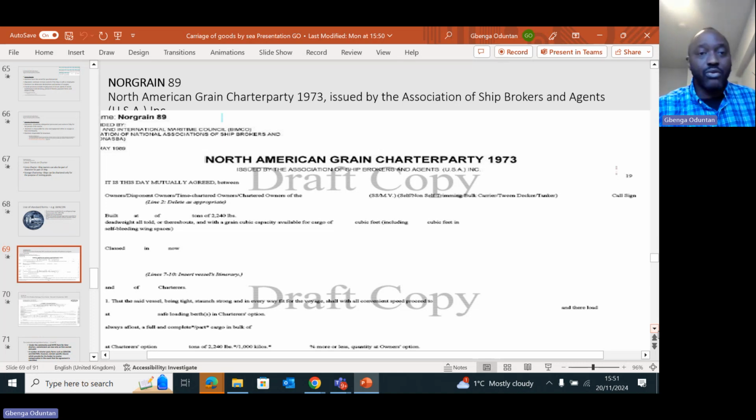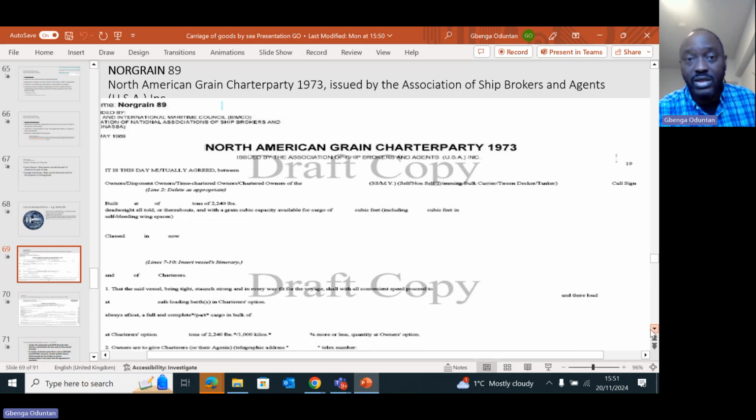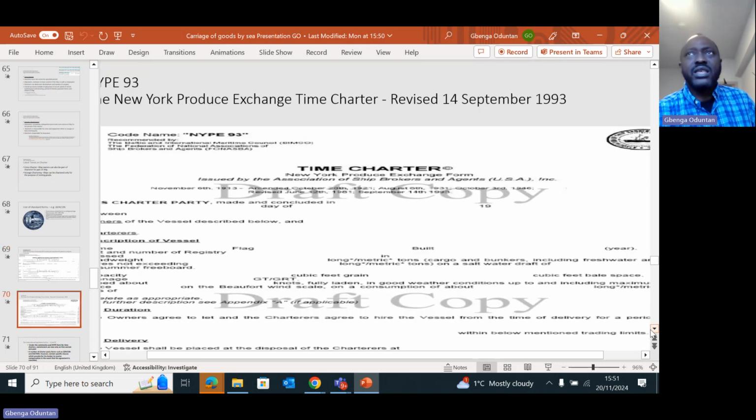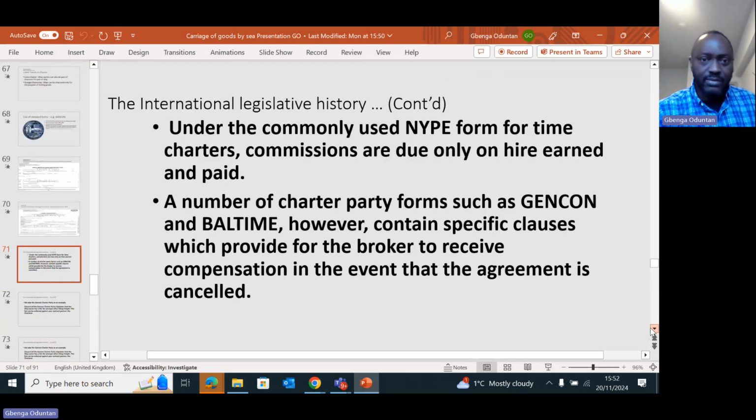So this is a sample from the North American Grain Charter Party way back, used since 1973. So it's this kind of standard contract specimens that enjoy the benefit of years of practice, decades of practice, and therefore, if they are retained and still used by the professional body, it's always a sign that it is safe to use and adopt those forms.